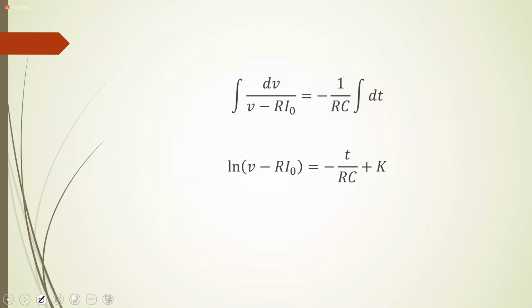So this will give us V minus Ri0 equals e to the minus t over Rc plus K. Of course, since I'm adding the index, we can't really multiply it. So I can have e to the K times e to the minus t over Rc. That's what this section is also equal to.